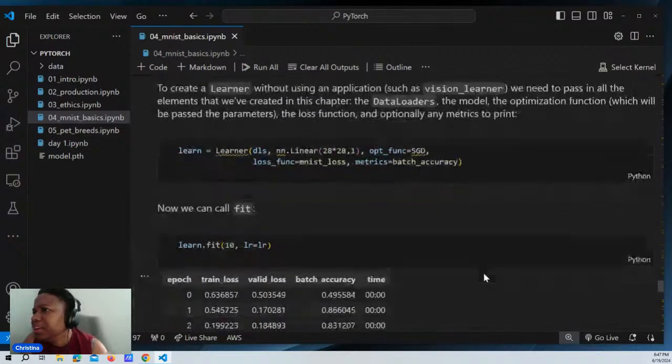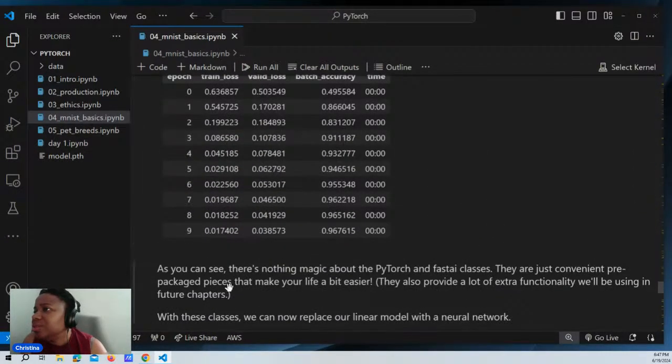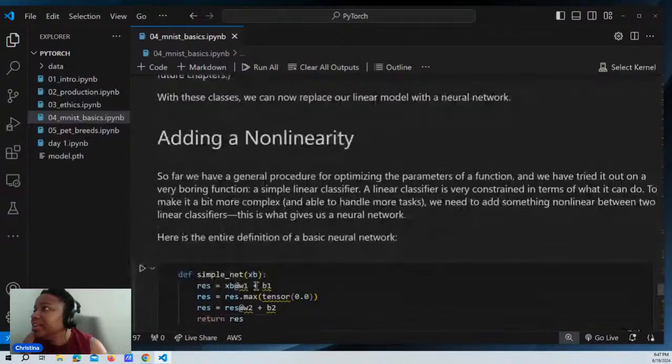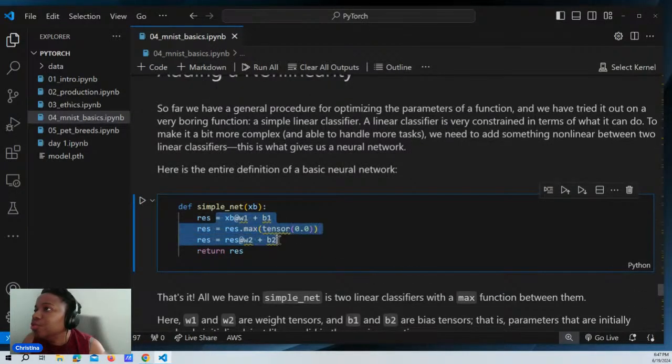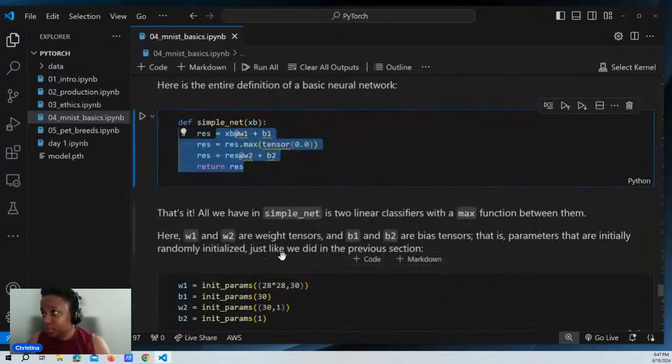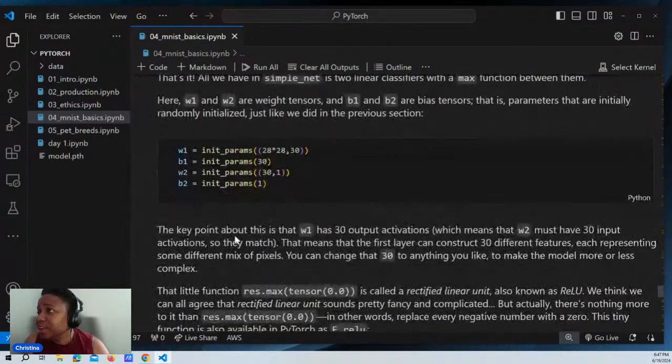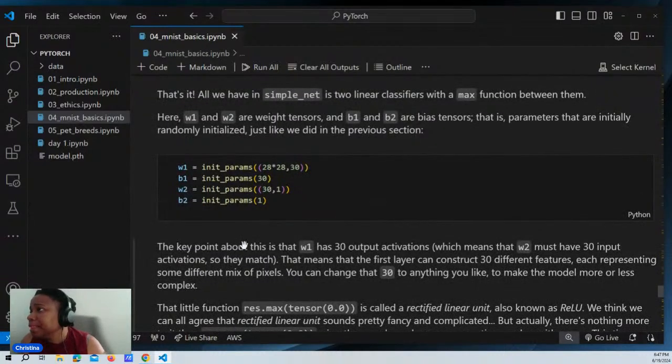Batch accuracy, and that's just it running. Okay. Non-linearity. So if there's something non-linear, you can basically write the code for a non-linear basic neural network and set it up into your calculations yourself, I guess. Both weights have to match. So this is the size, it must be 30 here and 30 here.